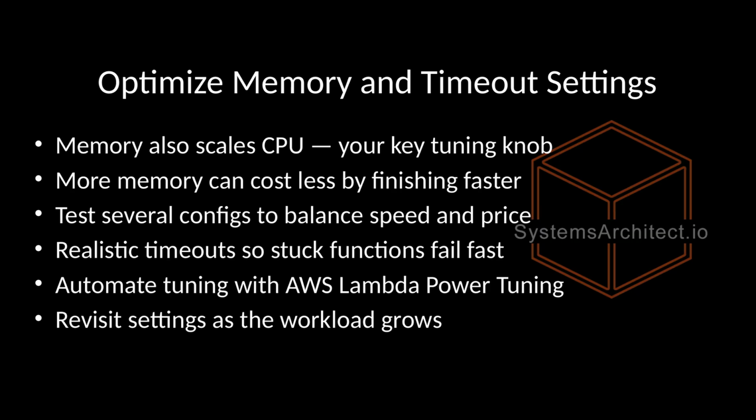5. Optimize memory and timeout settings. Lambda ties CPU power to the memory you allocate, so memory is your most important tuning knob, and a higher setting can sometimes cost less by finishing faster. Test several memory configurations to balance speed and price. Set a realistic timeout so a stuck function fails fast instead of running up the bill. Tools like AWS Lambda Power Tuning automate the search for the sweet spot.